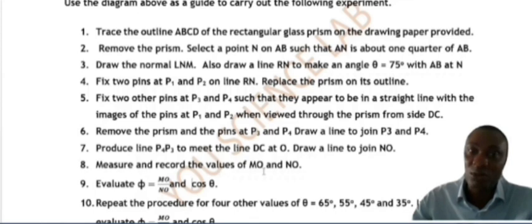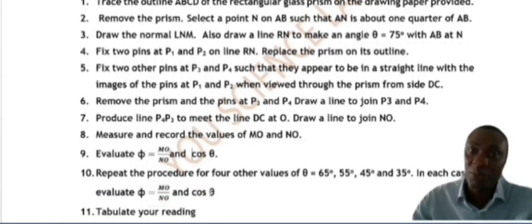8. Measure and record the values of MO and NO. Evaluate phi is equal to MO over NO and cos theta. Then we are asked to repeat the procedures for four other values of theta equal to 65 degrees, 55 degrees, 45 degrees, and 35 degrees. In each case, we are to evaluate phi equals MO over NO and cos theta.